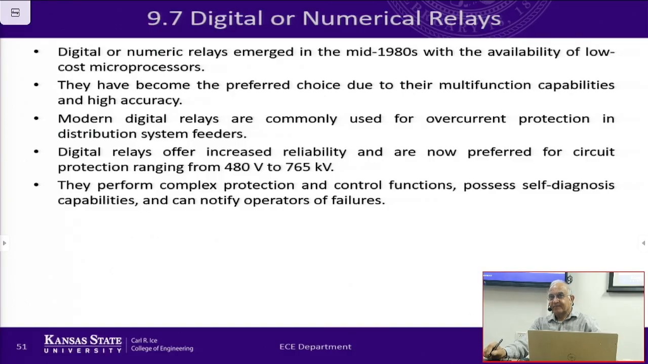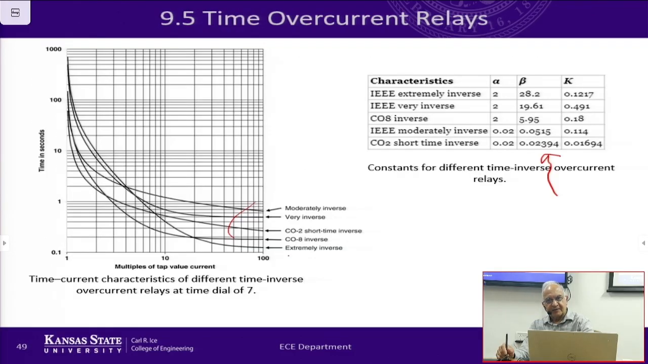Anybody? So about the time dial setting or the time to operate, for any inverse overcurrent relay, are there some specific values in case of extremely inverse relays? There was the equation with K, beta, all those things. Are there some values for it?